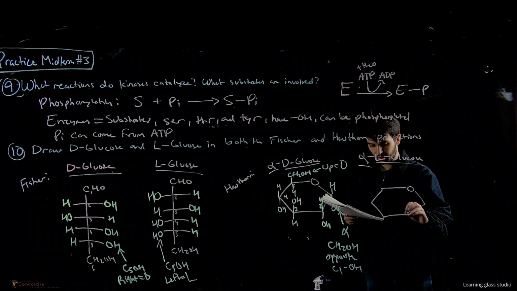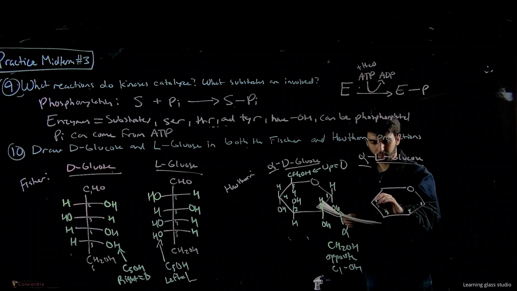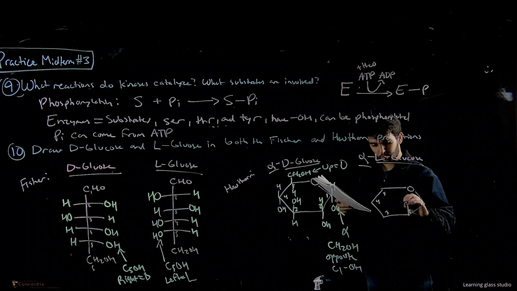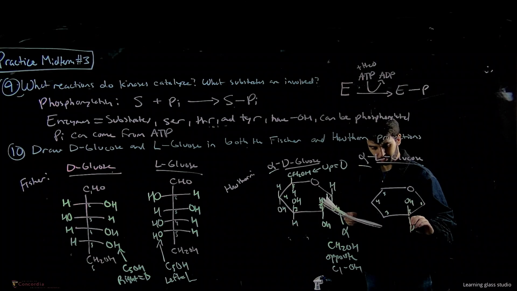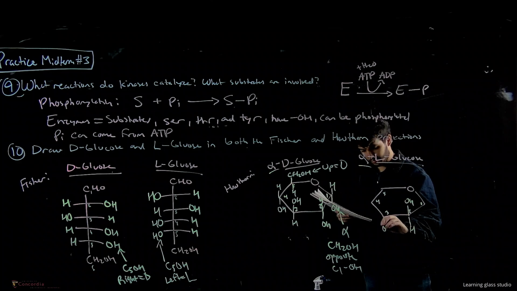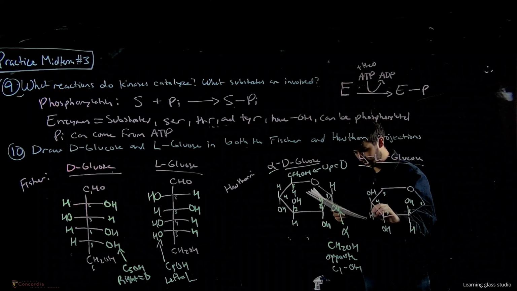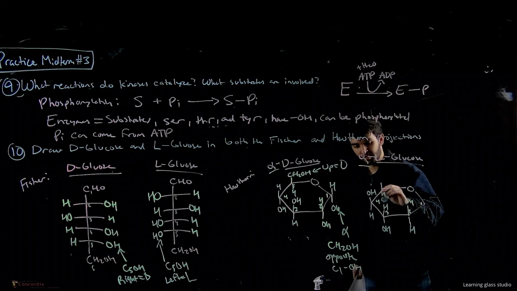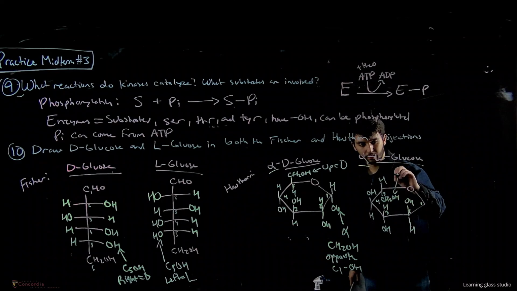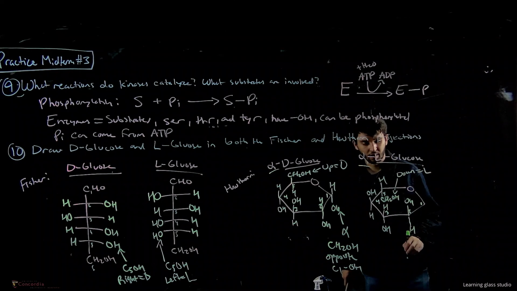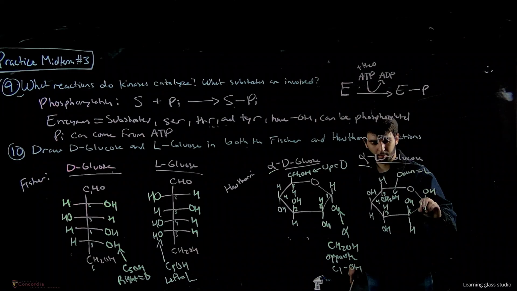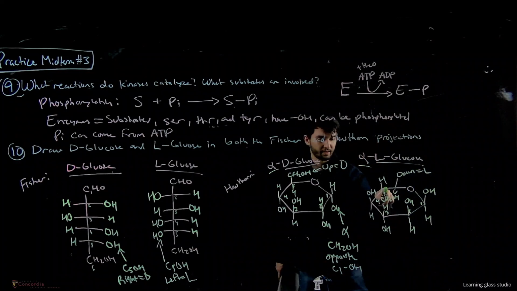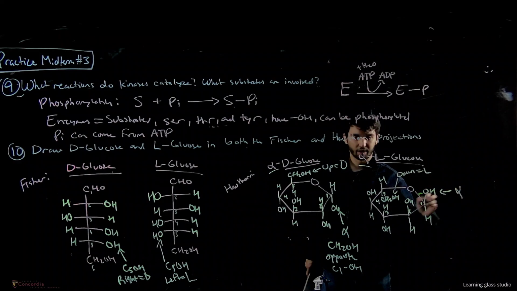So for carbon 2, again, this one will be going up. Carbon 3 going down. Carbon 4 going up. Carbon 5 going down. Carbon 5 is going to have the CH2OH going down. Why? Because down gives us the L conformation, and then here we have the OH going up, such that it is opposite the CH2OH to give us the alpha configuration.